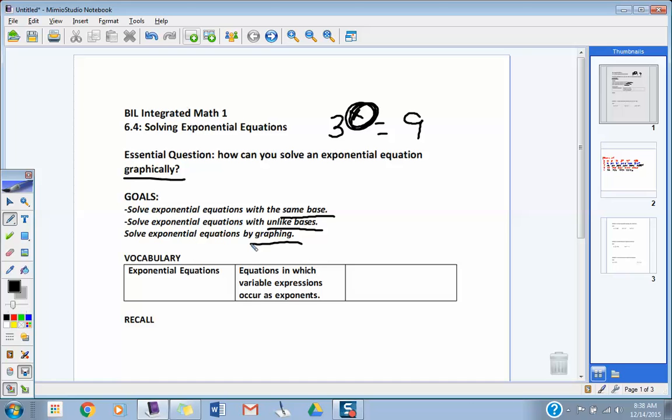Now, guys, one thing I will tell you is this. You could get away with graphing everything, but I would like that graphing tool to be some kind of a way of confirming answers rather than finding answers. So think of that as we're going through this.